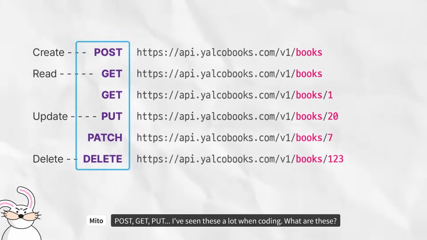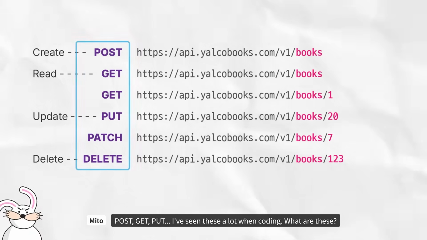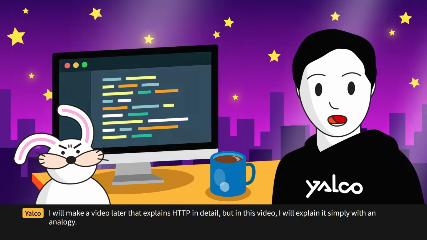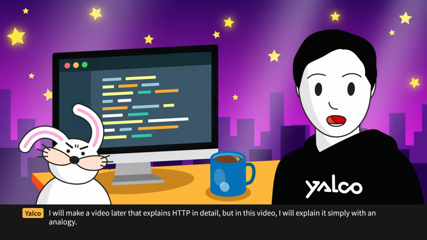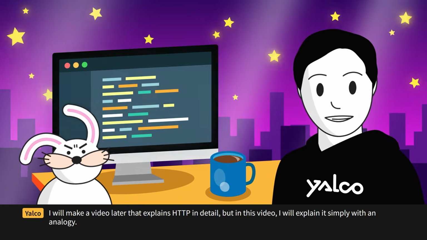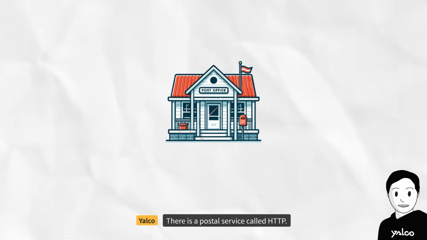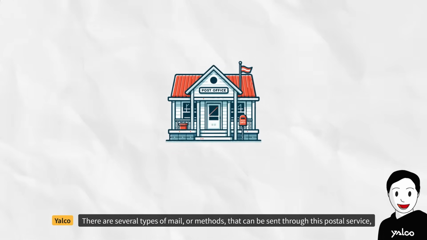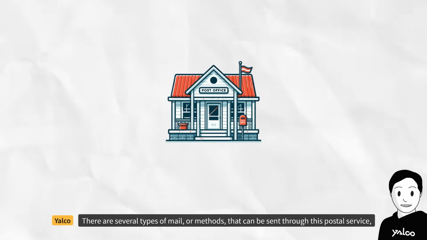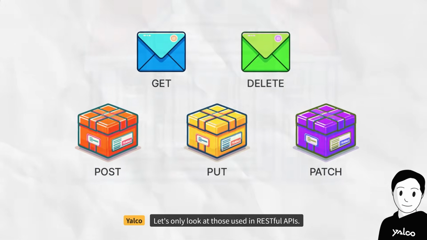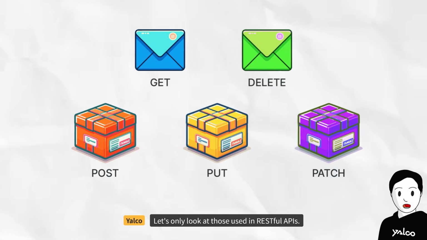Post, get, put. I've seen these a lot when coding. What are these? I will make a video later that explains HTTP in detail, but in this video, I will explain it simply with an analogy. There is a postal service called HTTP. There are several types of mail or methods that can be sent through this postal service. Let's only look at those used in RESTful APIs.